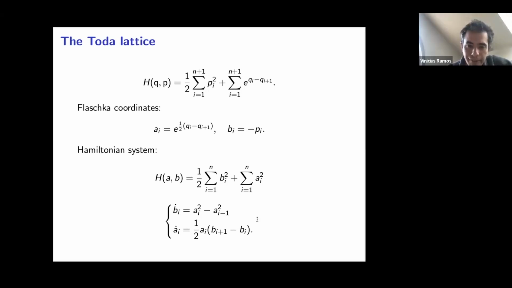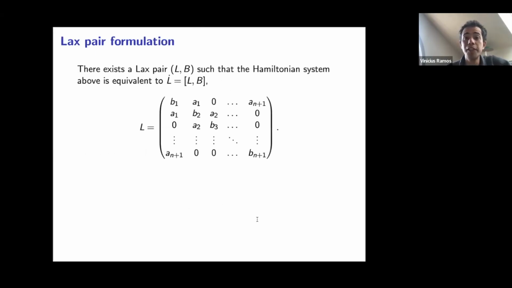What's so nice about the system is that there is a so-called Lax pair for it, which means that there are two matrices, L and B, such that the Hamiltonian system is equivalent to this ODE here: L dot equals the Lie bracket of L and B, where L is a symmetric matrix. It doesn't matter what B is; B is an anti-symmetric matrix which I won't write down. But L is this very nice matrix, relatively sparse. It's a tridiagonal matrix with these two extra entries at the corners.